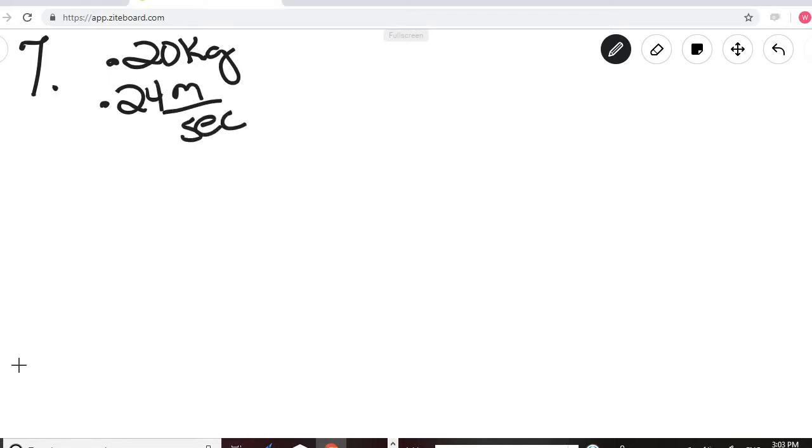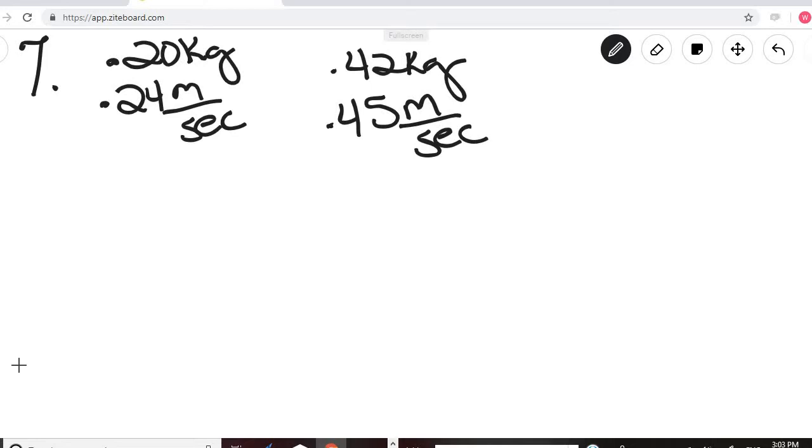Okay, so that's number 6. Number 7, we have a 0.20 kilogram railroad car moving at a velocity of 0.24 meters per second. And it is struck from behind by a 0.42 kilogram car that is traveling at 0.45 meters per second. And then it tells us that the two cars stick together when they collide. So what will be their final velocity?